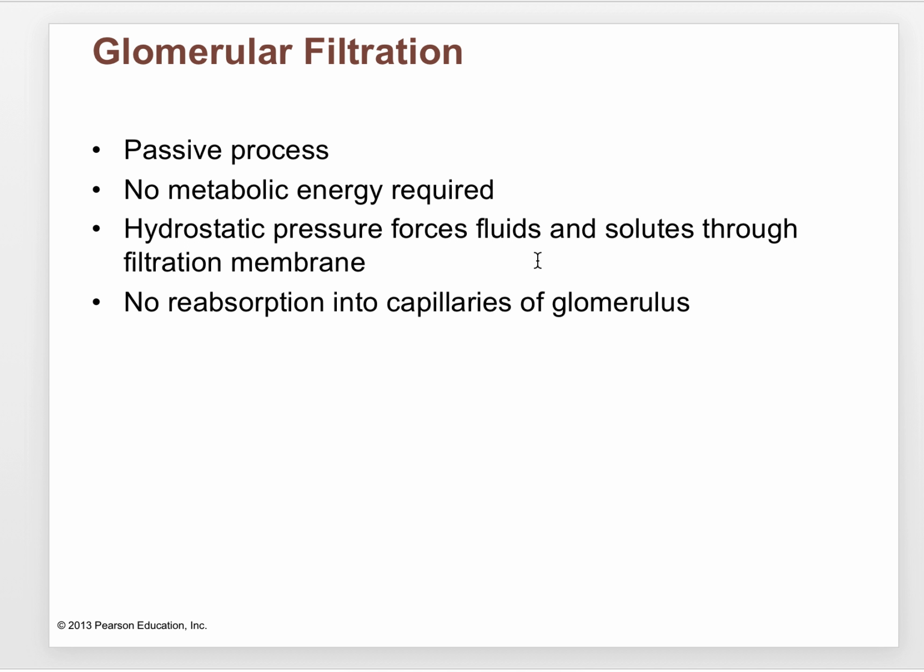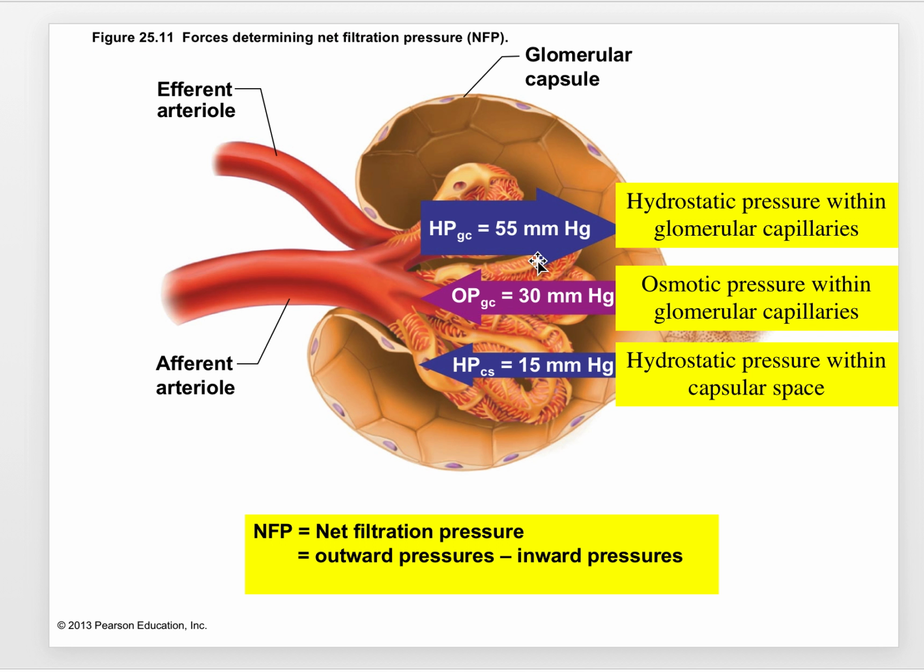The process of glomerular filtration is a passive process. There's no metabolic energy required. It's all based on hydrostatic pressure forcing fluid and solutes out through the filtration membrane. This is a diagram of the glomerulus. You have our afferent arteriole bringing blood into the glomerular capillaries. You have the efferent arteriole bringing blood out of the glomerular capillaries.